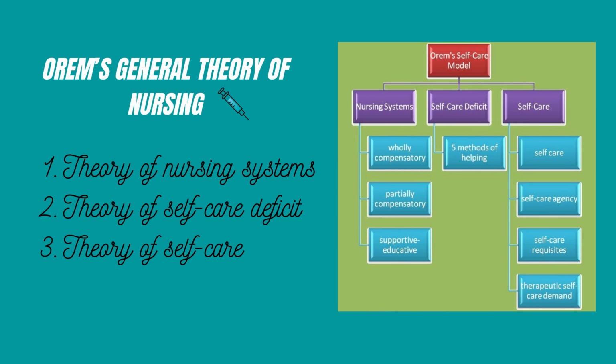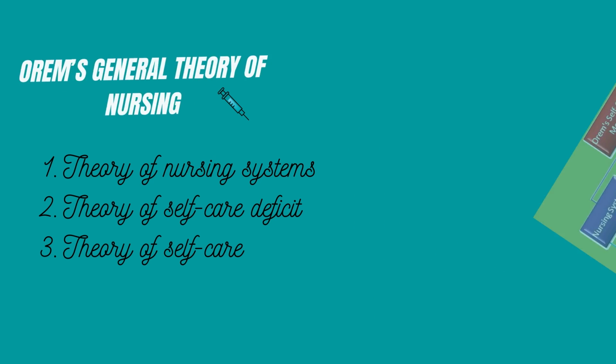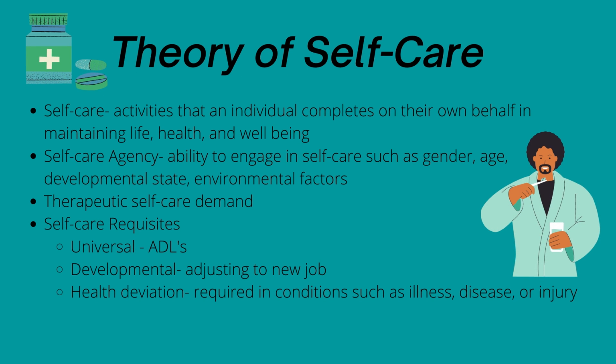The self-care theory is divided into 3 categories: nursing systems, self-care deficit, and self-care. The theory of self-care is related to activities that an individual does on their own to maintain their health and well-being. This is usually a learned behavior. Examples of self-care activities include activities of daily living, adjusting to a new life change such as a new job, and care required for illnesses such as taking your daily medication.